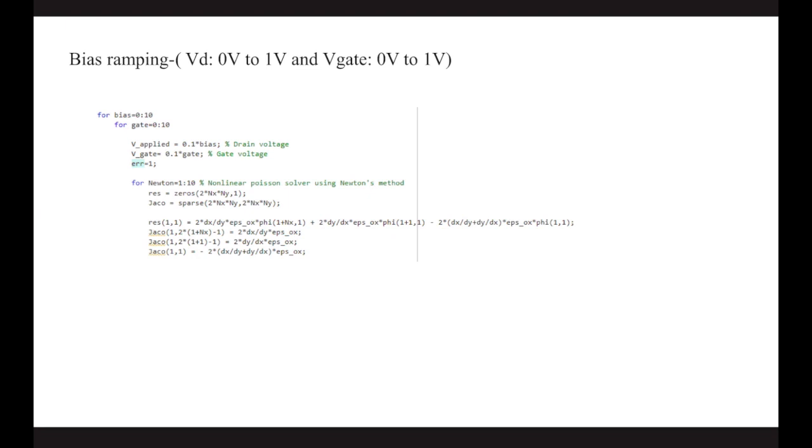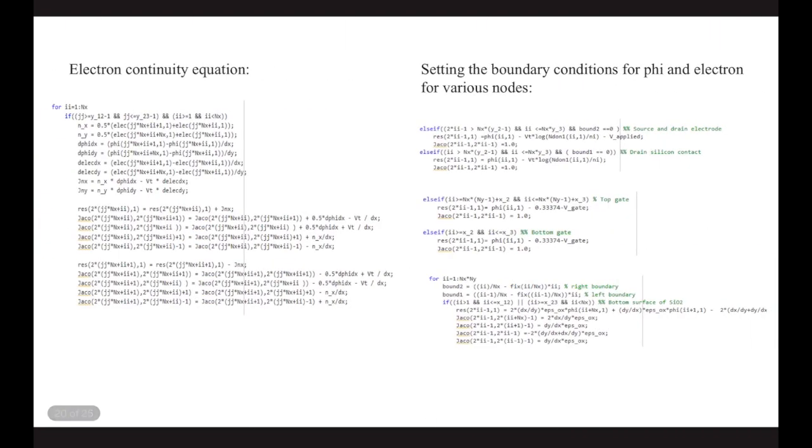Then we construct the electron continuity equation for the different interfaces, for the silicon and silicon dioxide interface, and construct the residue and Jacobian matrix for electron density using the phi value which was calculated earlier. Also, the boundary conditions are assigned to the residue and Jacobian matrix for phi and electron density for various nodes like source and drain, drain silicon contact, top gate, bottom gate, and the left and right boundary surfaces.